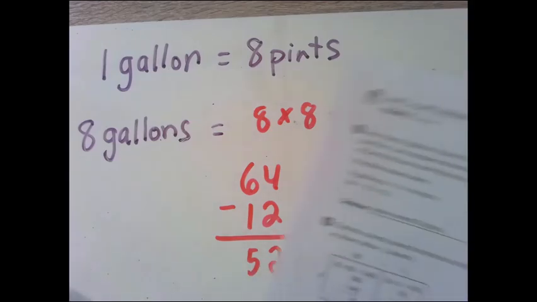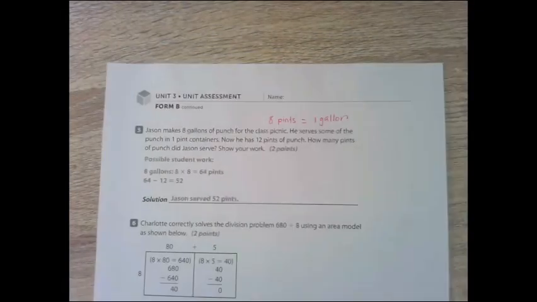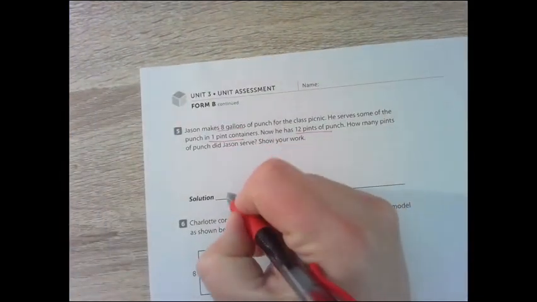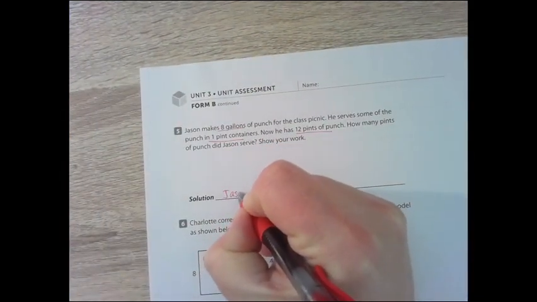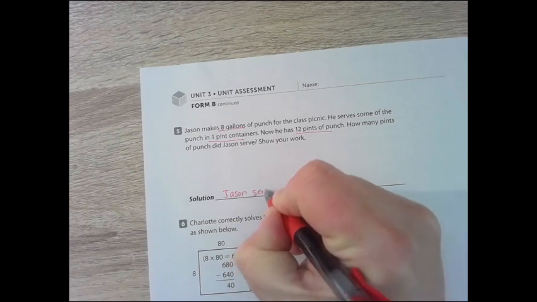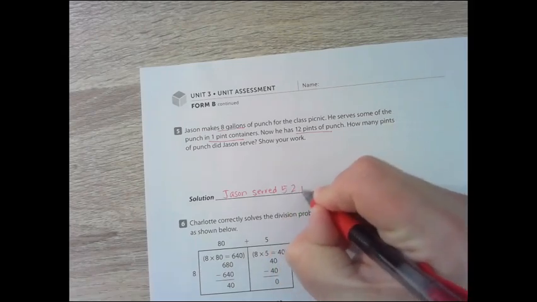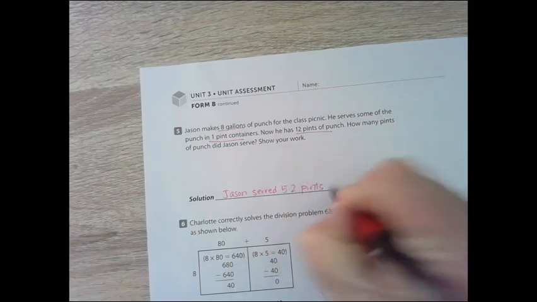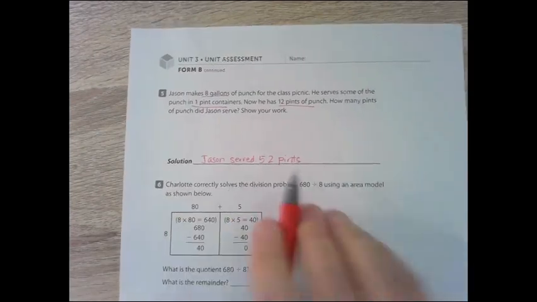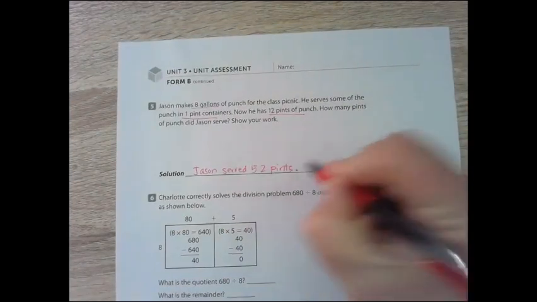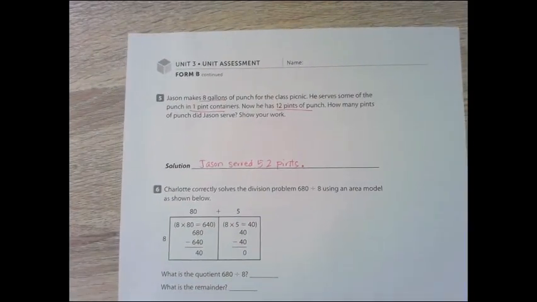Let's write a nice sentence here for our solution. Oh, this one. Sorry, shuffling all these papers around. So Jason served 52 pints. Isn't that a nice sentence? Capital letter, period. Anyway, there we go. Jason served 52 pints.